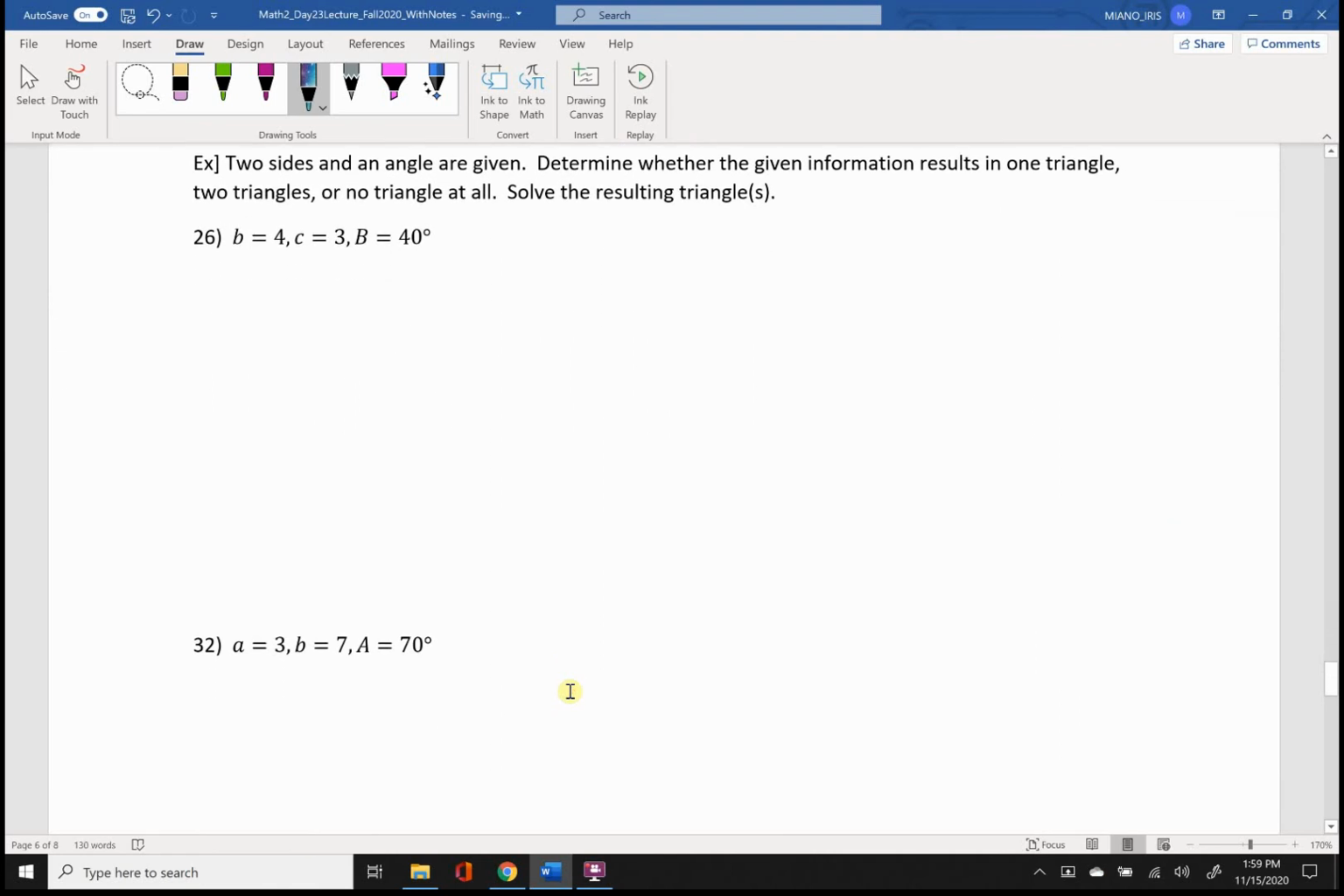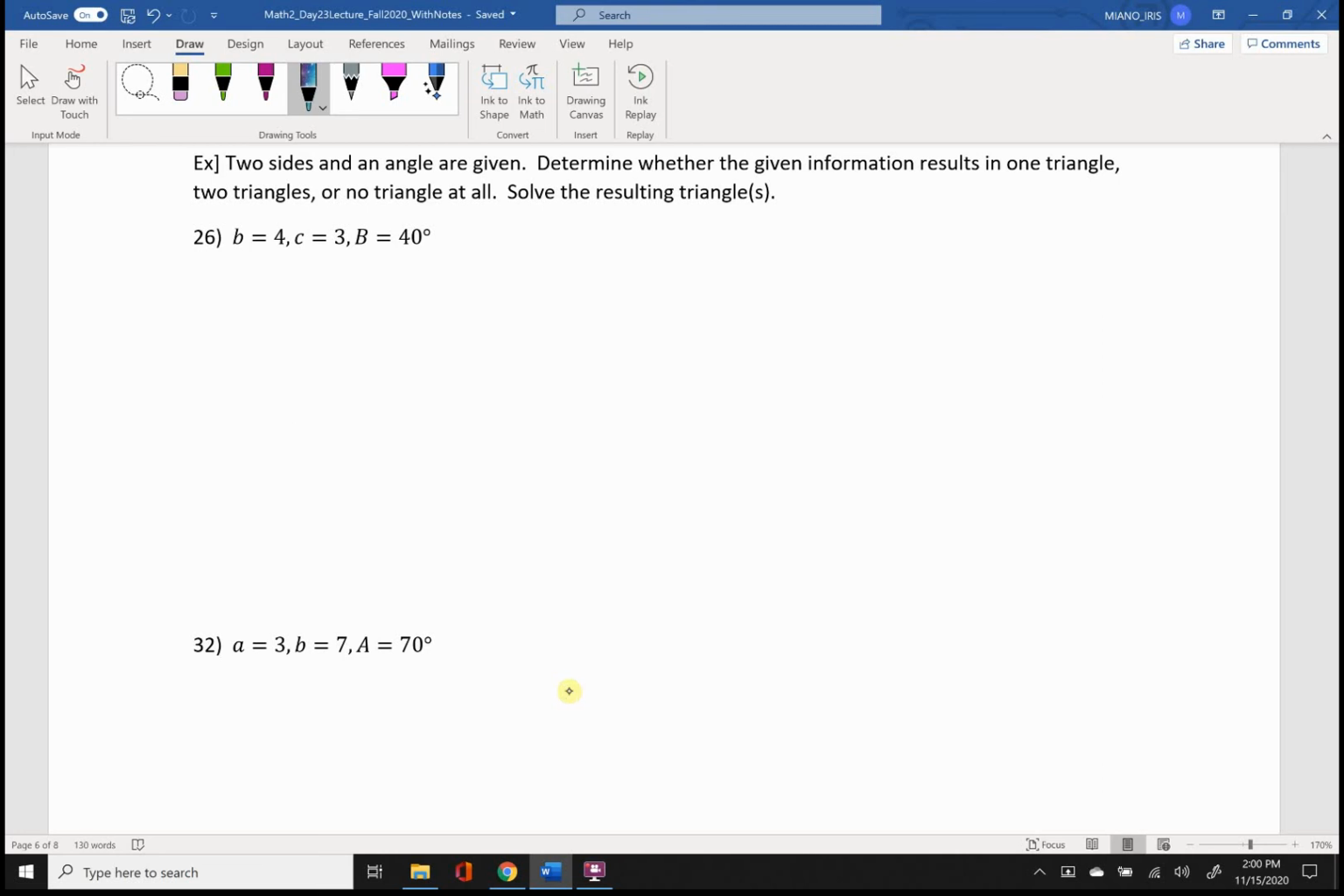In each of the next 3 exercises, we are going to have 2 sides and an angle given. It's our job to go through this particular process. What I'm going to outline for you is the step-by-step process to determine if we have 1 triangle, 2 triangles, or no possible triangles. And whichever ones have resulting triangles, or just a single triangle, we've got to solve them, okay? So there we have it.